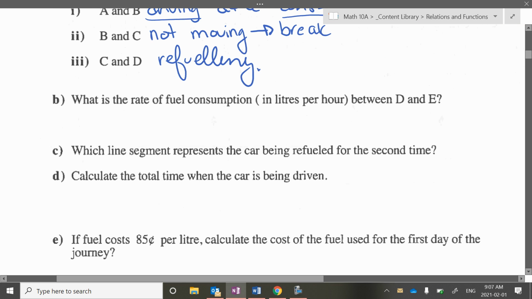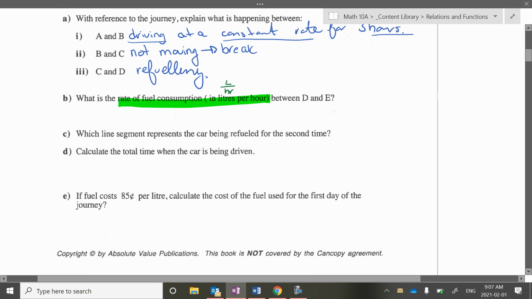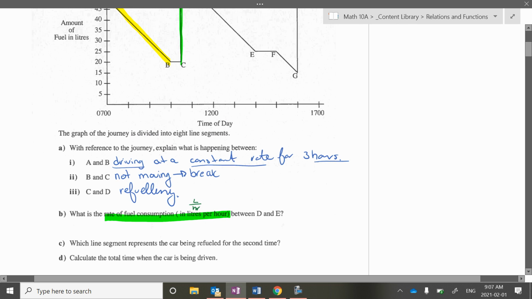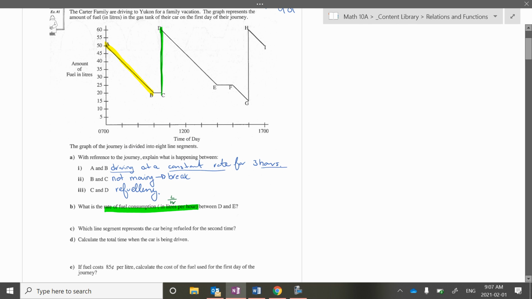Okay, physics is coming into play. So maybe you've gone that far in physics, maybe you haven't. What is the rate of fuel consumption in liters per hour? So it tells us liters per hour, which is basically telling us we have to go liters divided by hours. Per is just our division symbol. So between points D and E, let's just look at our graph. What are the coordinates of point D?